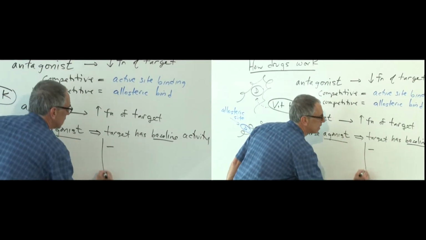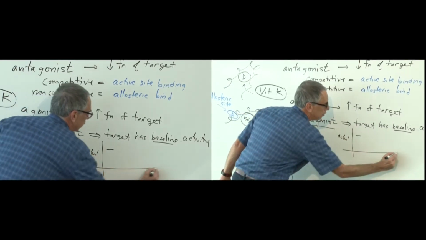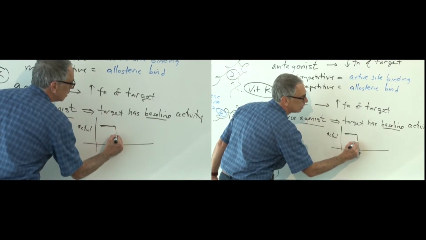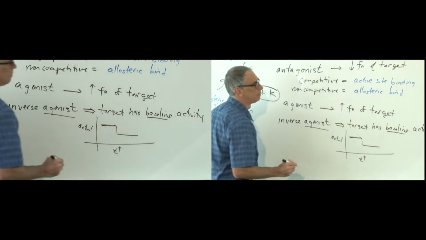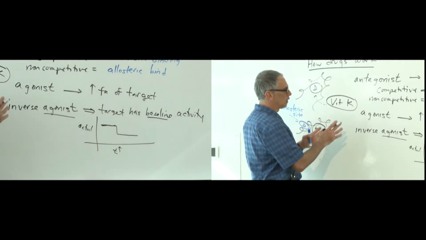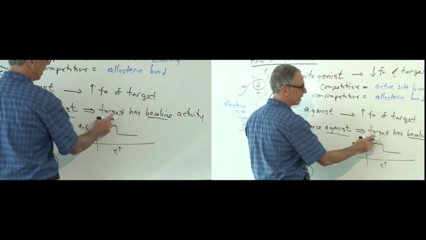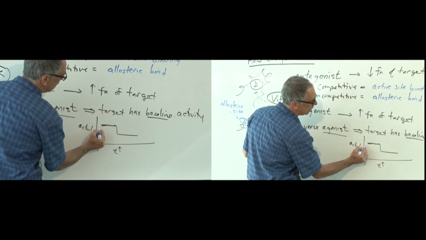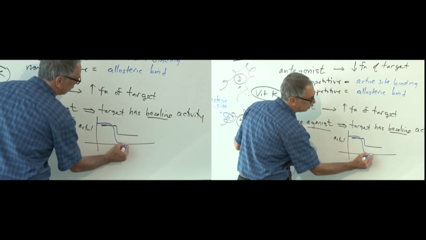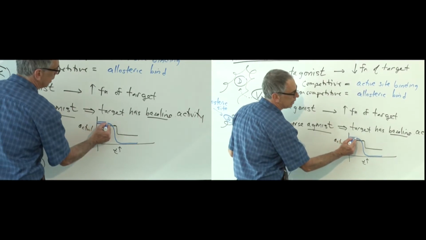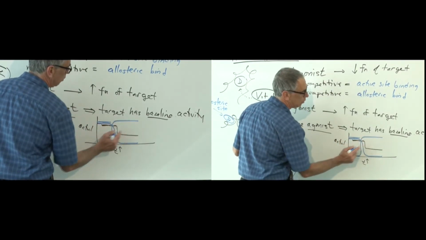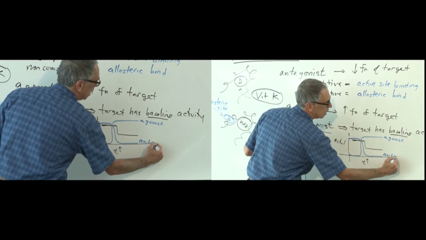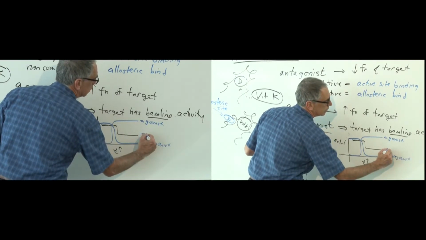So here's what we have. If this is activity versus time, we're sitting here at this level. We give our inverse agonist, and activity doesn't go down to 0, but it does lower. And that would be a special term reserved for these baseline activity targets. Our normal situation, of course, for antagonist would be it's doing its thing and then it goes down to a very low level. And for an agonist, it's doing nothing and it goes up with the agonist. So this is agonist. This is antagonist. And this is inverse agonist.